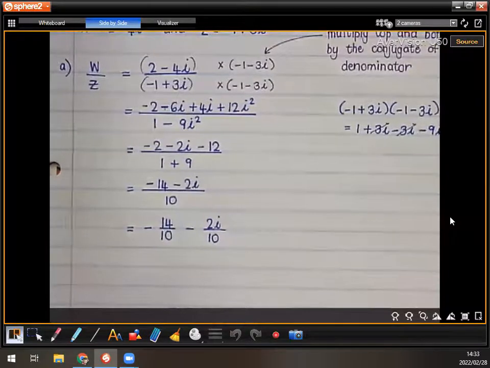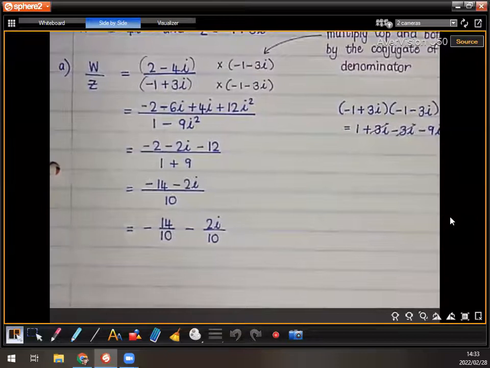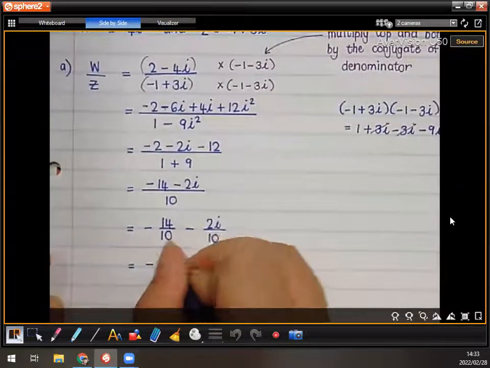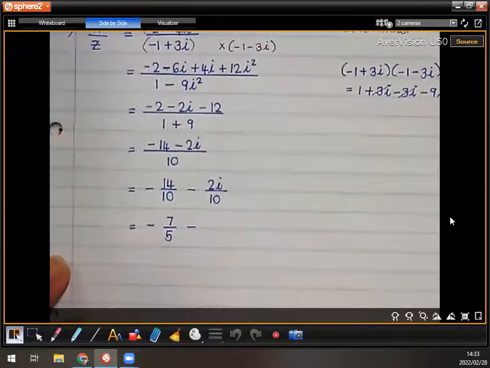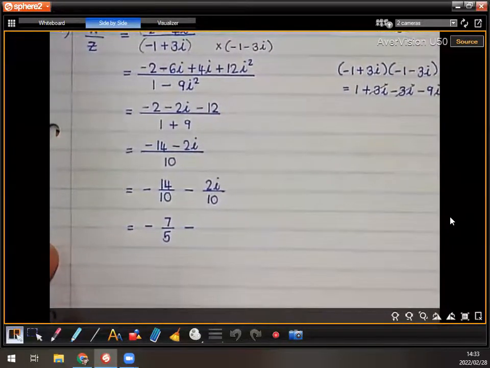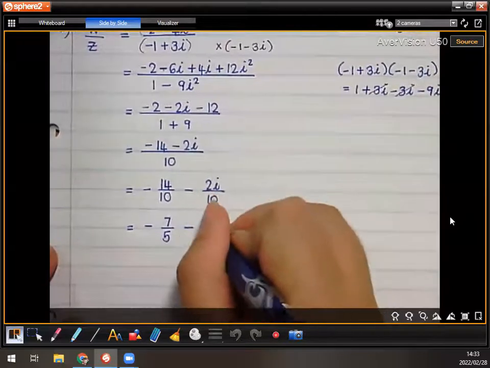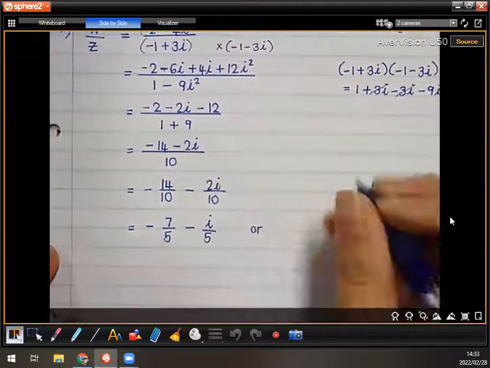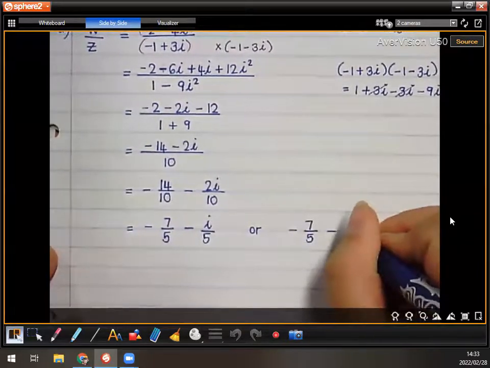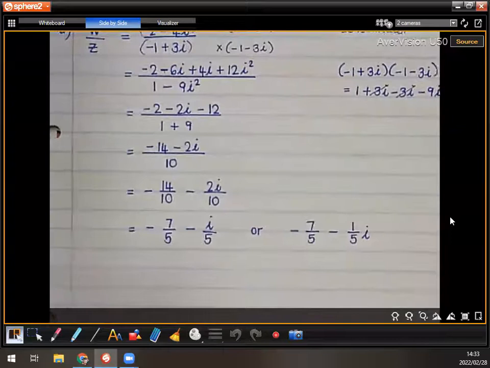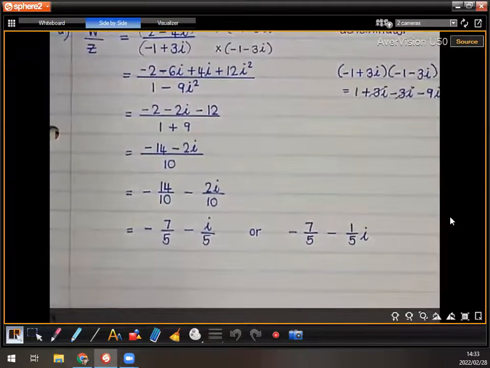If they're writing a plus bi in the question, you have to put the real part first. Okay, what's 14 over 10? 7 over 5, right? So negative 7 over 5 minus, that one is going to be i over 5. Some people prefer to write it like this, negative 7 over 5 minus 1 over 5i. Doesn't matter, it's fine to do the same thing. It's up to you.